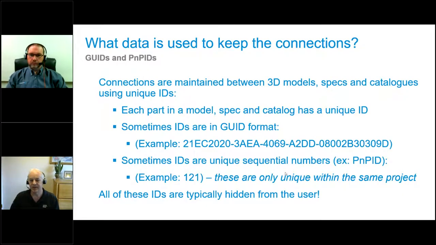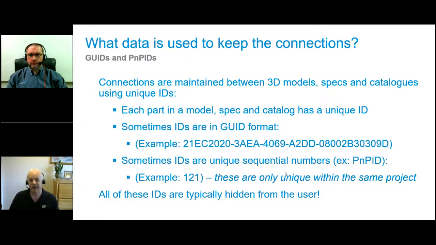We'll talk about these PNP IDs and GUIDs, however you pronounce it, which are globally unique identifiers, or IDs. And these are the two types of IDs that are used to connect the specs and the catalogs in Plan 3D. So the connections maintained between the Plan 3D model, specs, and catalogs use these IDs.